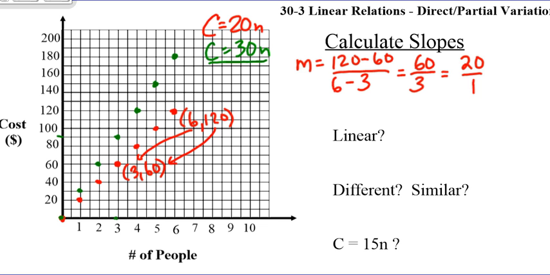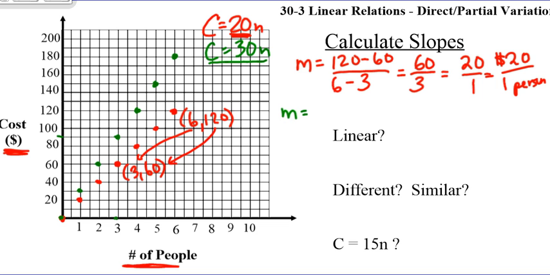What did our y values represent? Cost. X was people. So I know cost is $20 for one person. The slope we get represents the fact that it's $20 per person for the question. Not a coincidence. Calculate the slope for the other line, for the 30N formula.